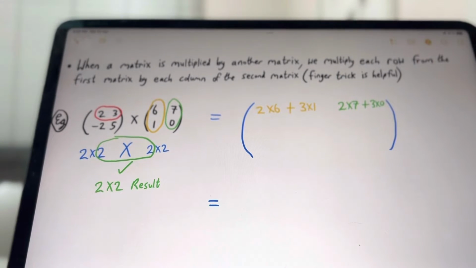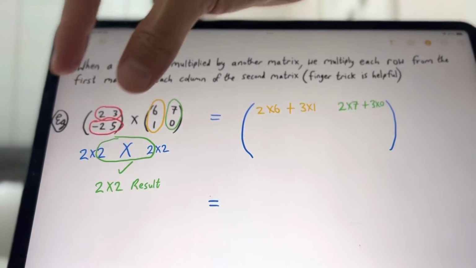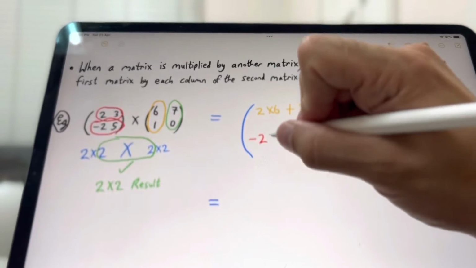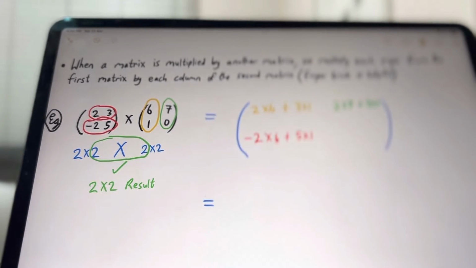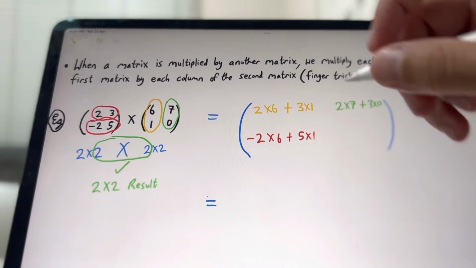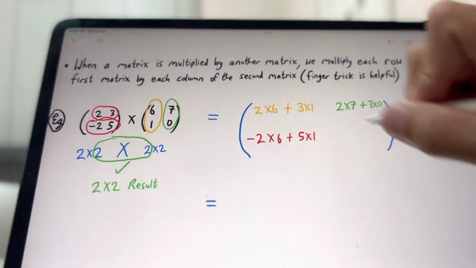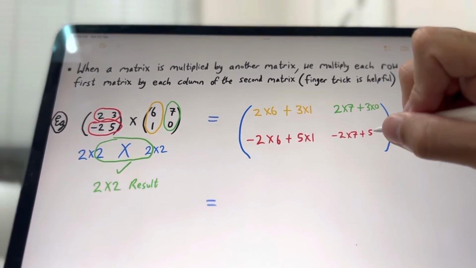And then similar for the bottom left and bottom right. And we know this is going to be a 2 by 2 matrix result. So the bottom row now, we have negative 2 and 5 times the 6 and the 1. Negative 2 times 6 plus 5 times 1. And then the bottom right, we take the bottom row times the right column, negative 2 times 7 plus 5 times 0.